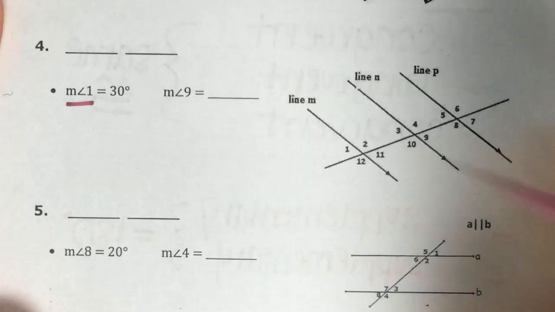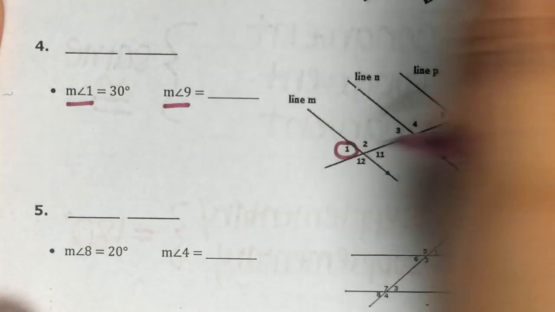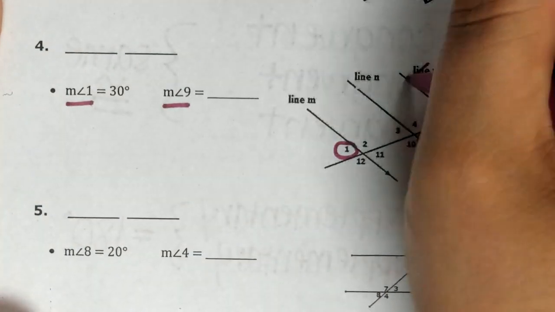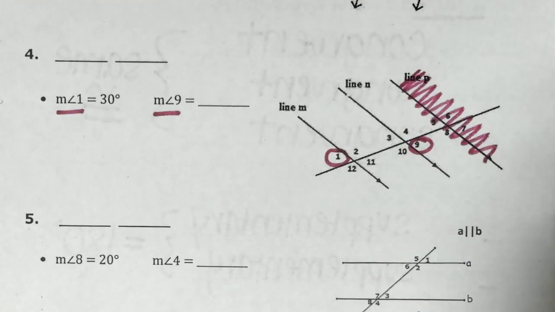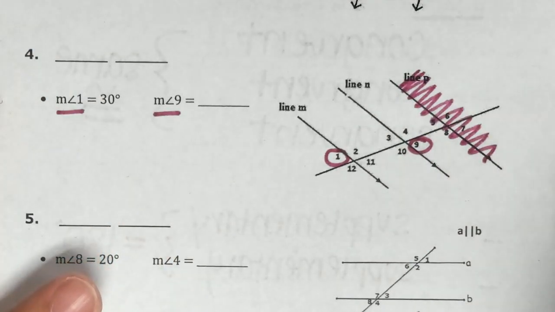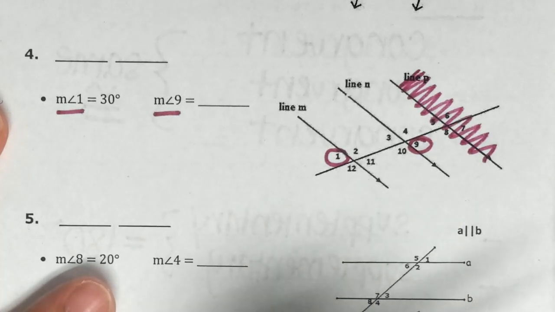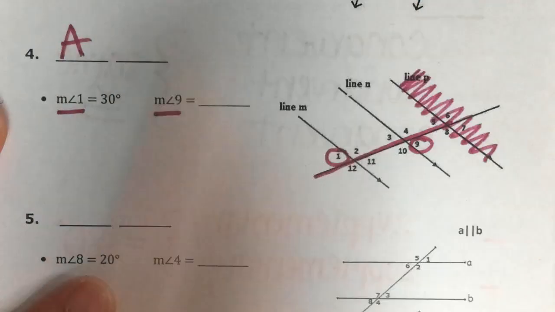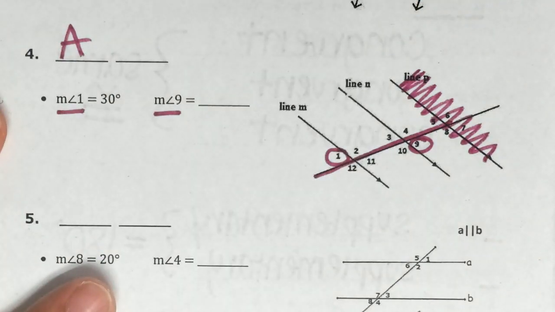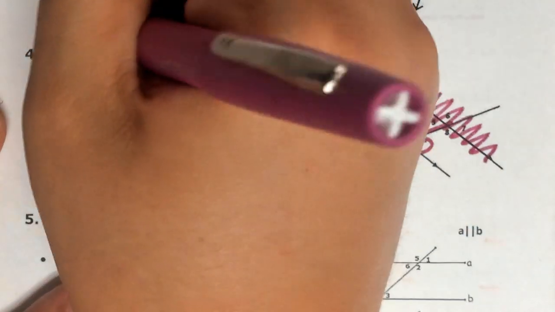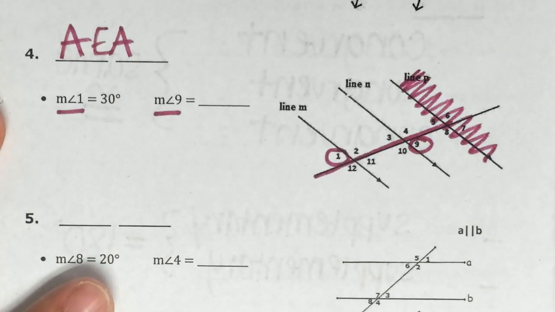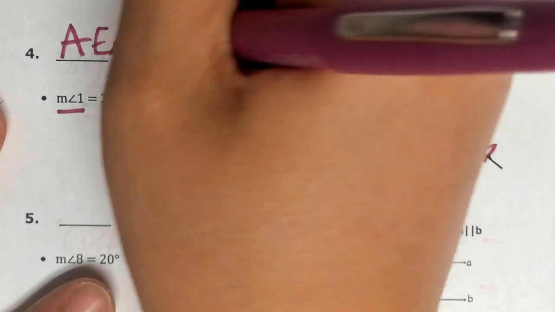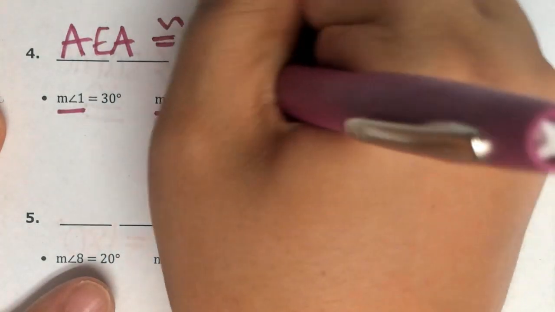All right, let's circle 1 and 9. Circle 1, circle 9. What do I not care about? Line P. Cross out line P. We don't care about it. 1 and 9. Are they on the same side or different sides of this line? Different. Inside, in between the two lines, or outside? AEA. Is that congruent or supplementary? Congruent. So I just write the same number.